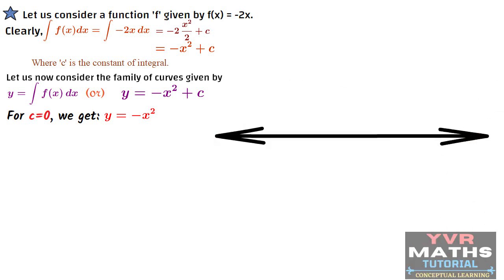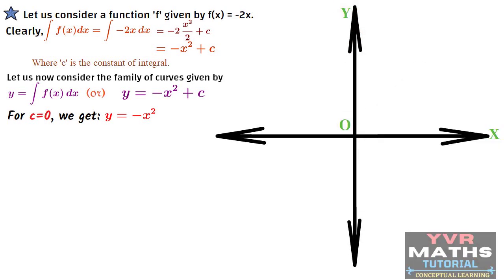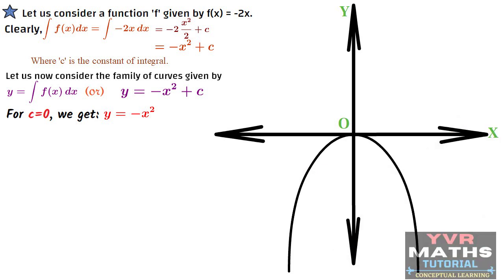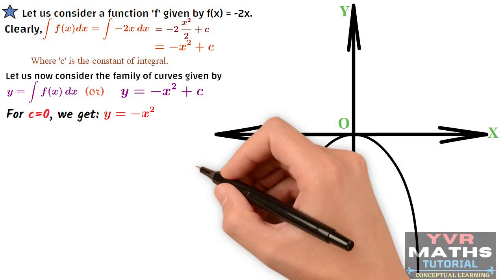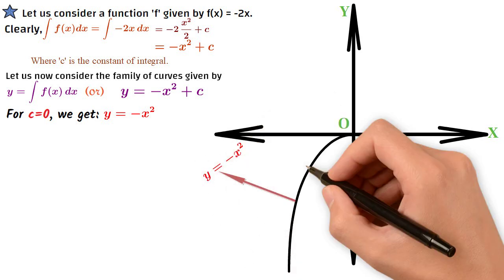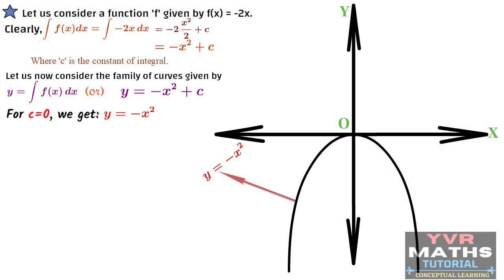Consider the coordinate system, x-axis, y-axis and the point of intersection of the coordinate axes, the origin. From the concept of parabola, the curve y is equal to minus x square will be downward open, passing through origin. So, this is the graph of y is equal to minus x square. So, the graph will be like this.